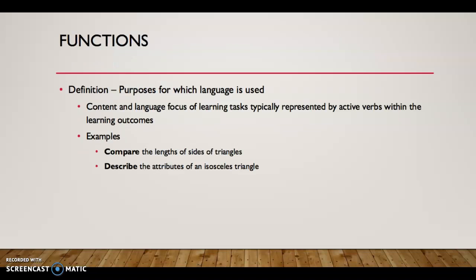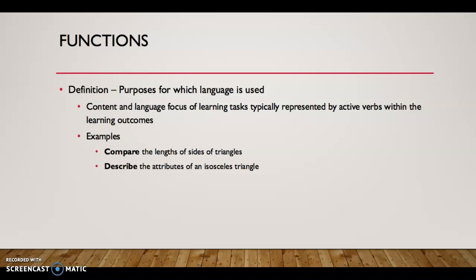So in this particular case, in the case of secondary mathematics, the first one we have is functions, and the definition of that is purposes for which language is used, which in other words is also content and language focus of learning tasks typically represented by active verbs within the learning outcomes. So some examples of that are comparing, specifically comparing the lengths of sides of triangles. So comparing is different than using another word for that. Comparing has that specific function.